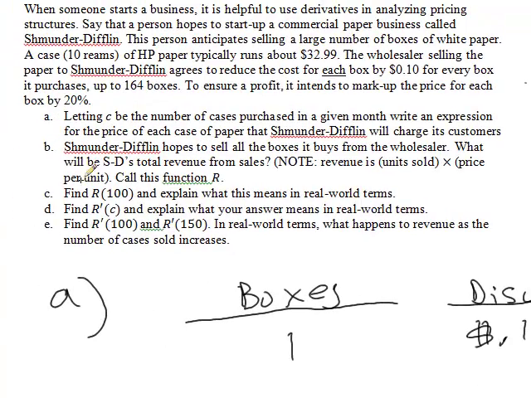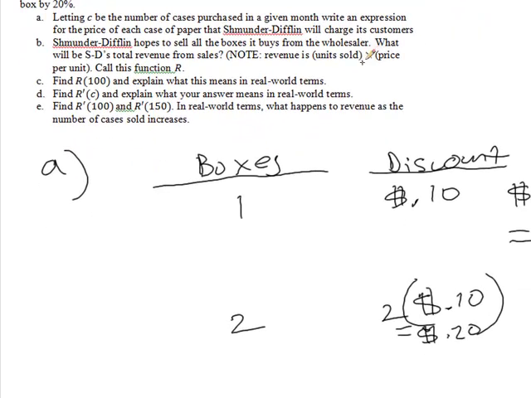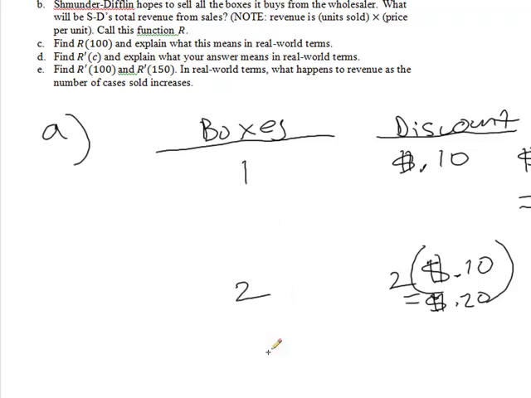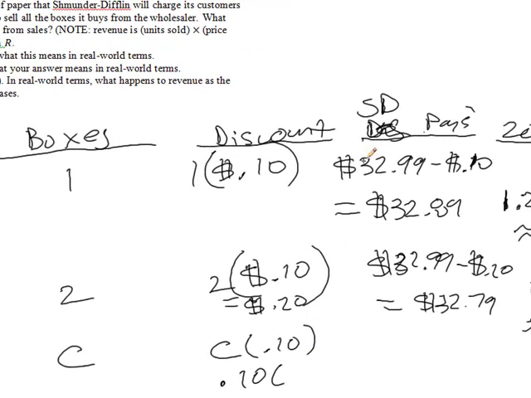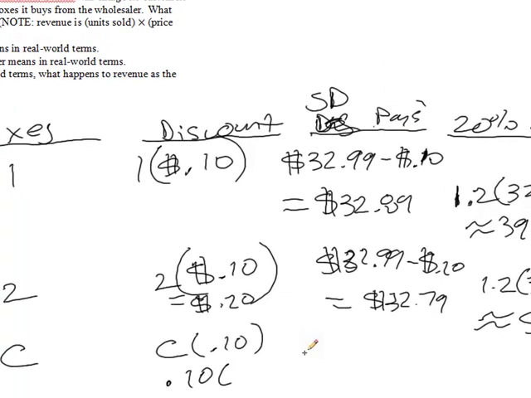Okay, so what's the pattern we're noticing here? Now C is the number of cases purchased. So if I purchased C boxes, then what kind of a discount would I get? Well, if C is 2, then it would be 2 times 10 cents. If it's 1 box, then it would be 1 times 10 cents. So if it's C boxes, it would be C times 10 cents. Or more simply put, 0.10 times C. Now what am I going to do to figure out the SD price, or what they pay? Well, they're going to pay $32.99 minus the discount that they get. So for C boxes, they're getting 0.10 times C. That's what they're paying for each box.